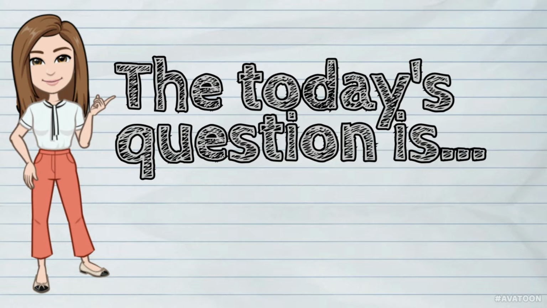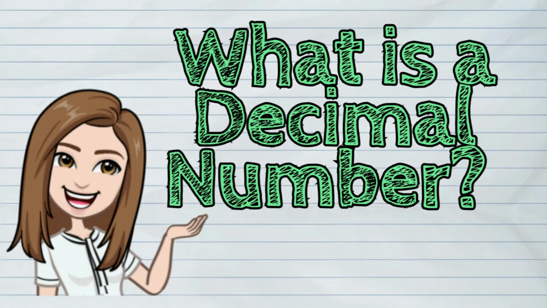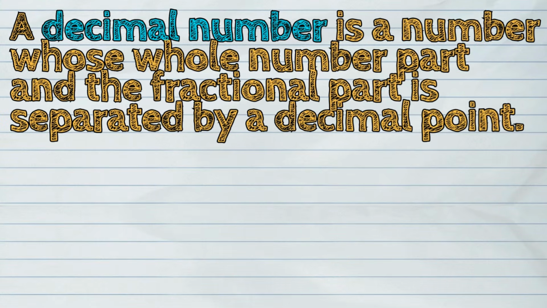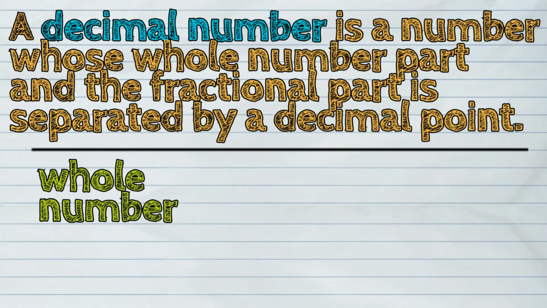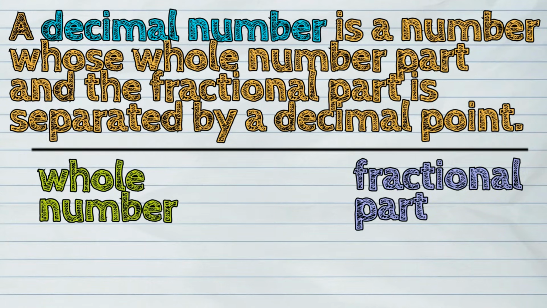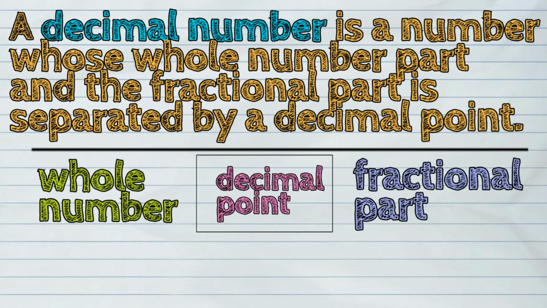Today's question is, what is a decimal number? A decimal number is a number whose whole number part and the fractional part is separated by a decimal point.